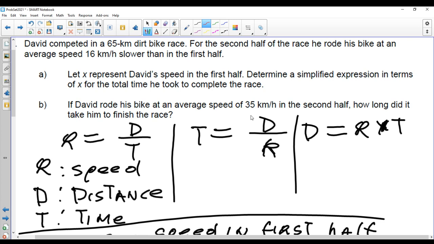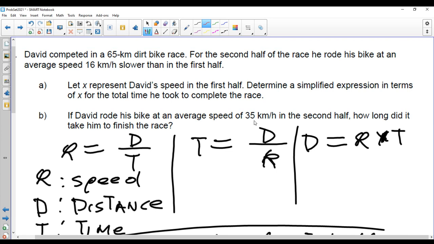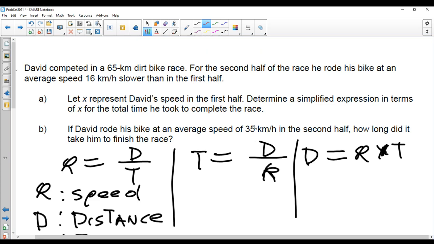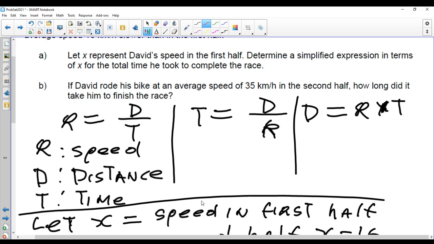This is in the second half. But x is not the speed in the second half. Not really. They gave us a speed in the second half, right? Which is 35. That's what the question says. But the x that we have for this is the speed in the first half. So we can't just put 35 into the equation.